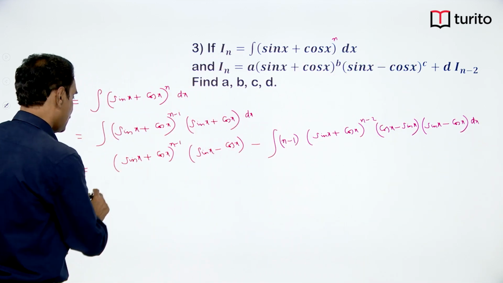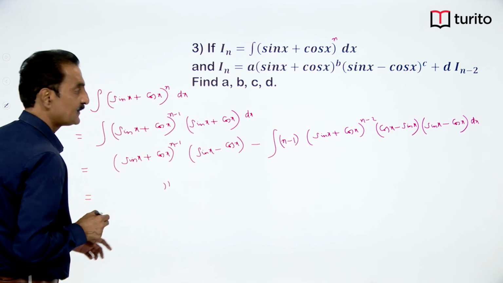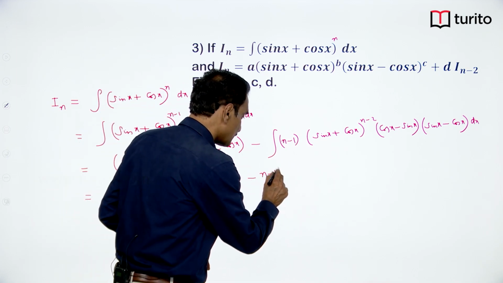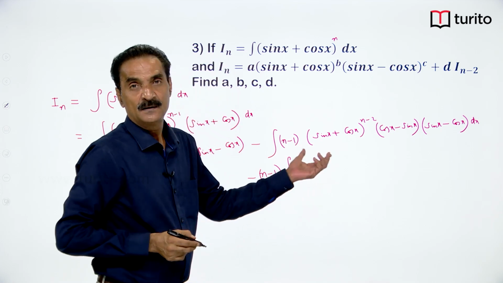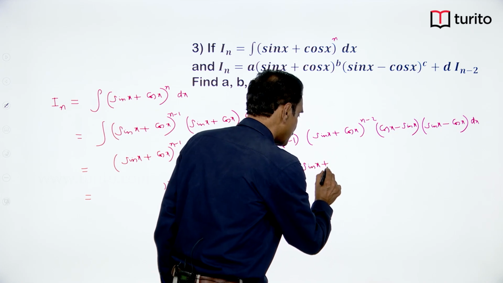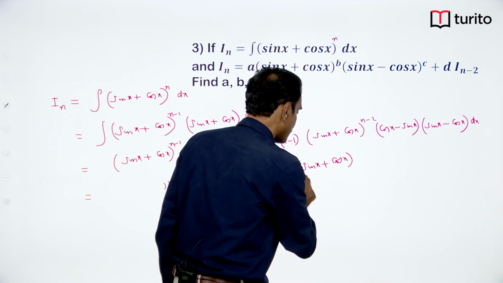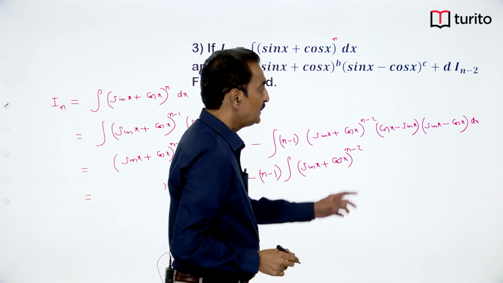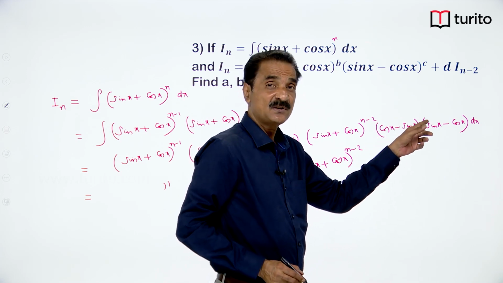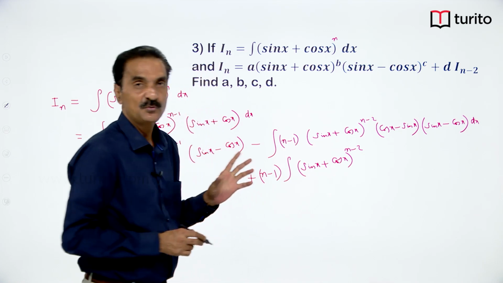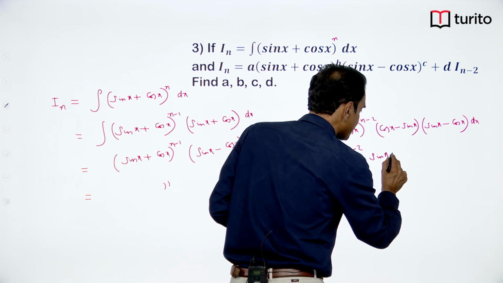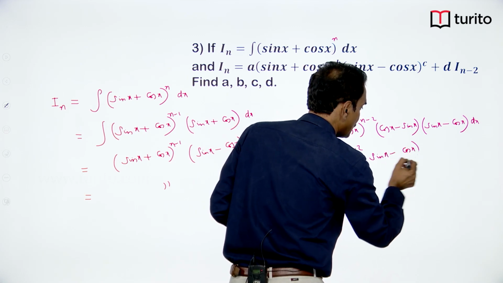Now, write the first term as it is. In the second term, take out n minus 1 integral (sin x plus cos x) whole power n minus 2 into, if you take minus common from here, it becomes minus of (sin x minus cos x) whole square. So, this minus can be changed to plus. What will you get here? (Sin x minus cos x) whole square.